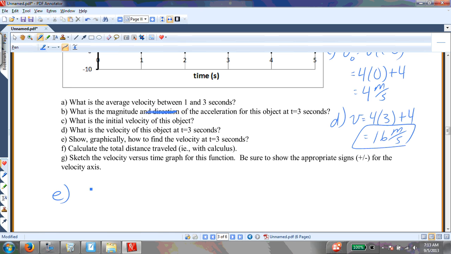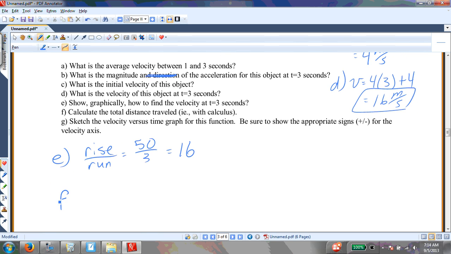It is here. Rise over run. 50 over 3. I know what the answer should be. It should be 16, but it looks like it is 16. Roughly 16 point something. All right, now F. Calculate the total distance traveled with calculus.